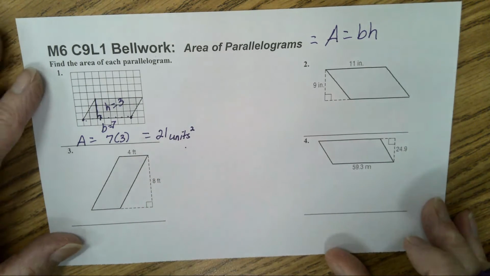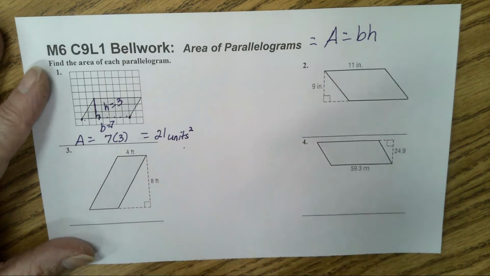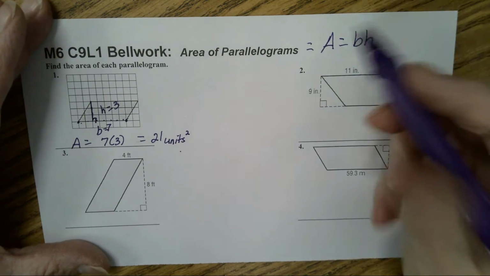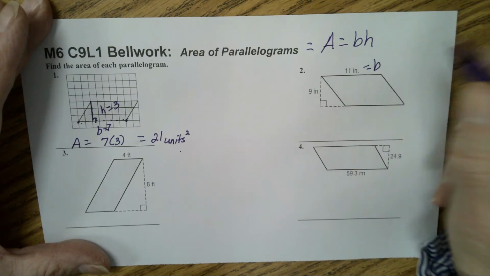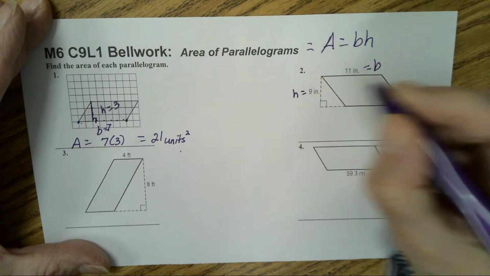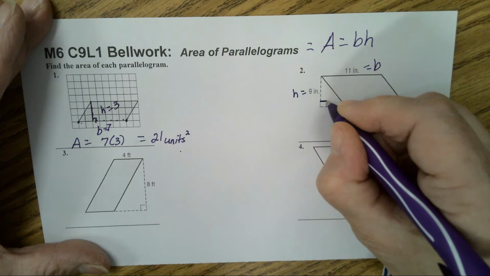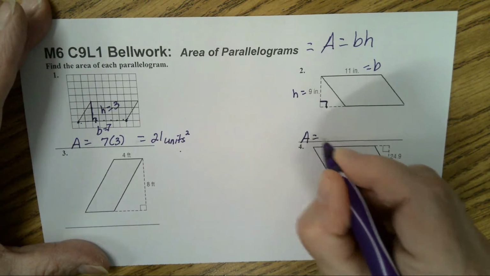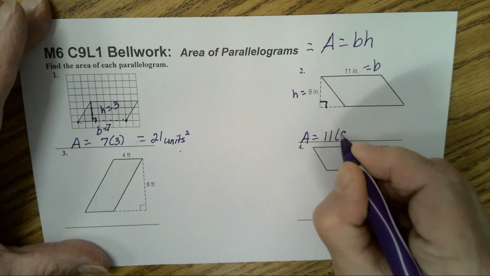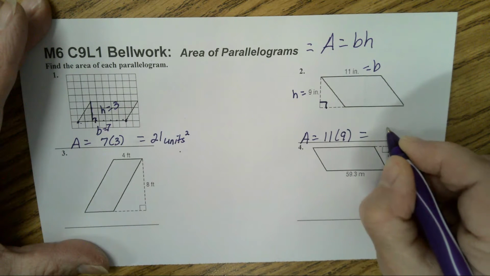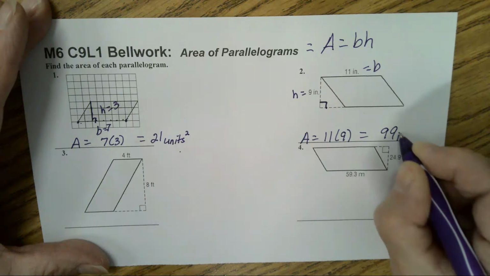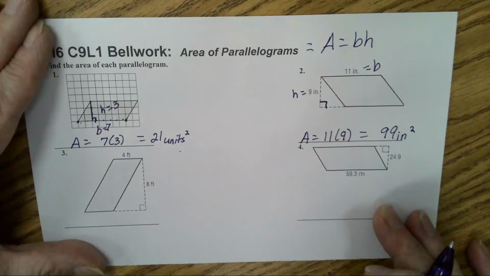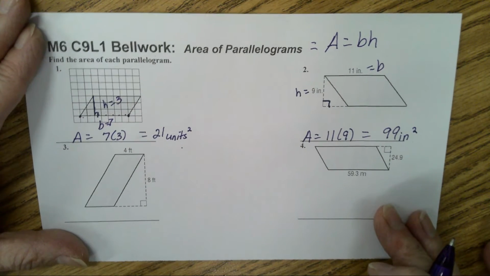Because it's an area, it says there are 21 little squares in that shape. That's what area is all about. In number 2, 11 is my base and 9 is the height. And see that box? That indicates that it's a perpendicular distance. So area equals 11 times 9, and that gives you the answer of 99 inches squared. So if we drew squares, you would have 99.